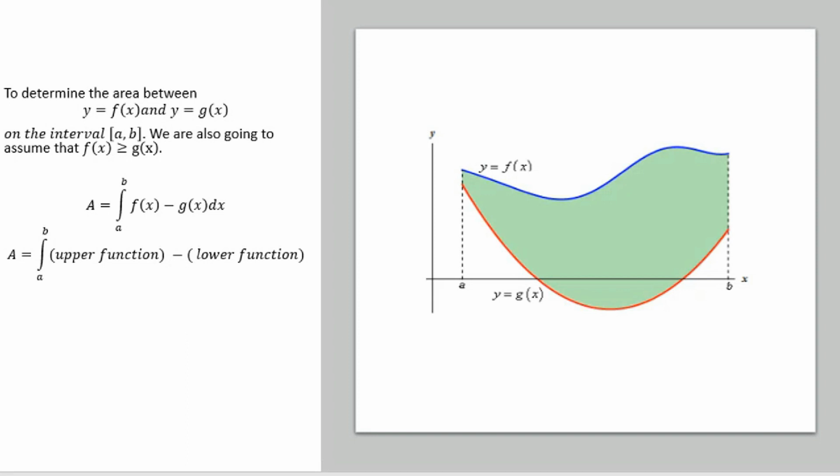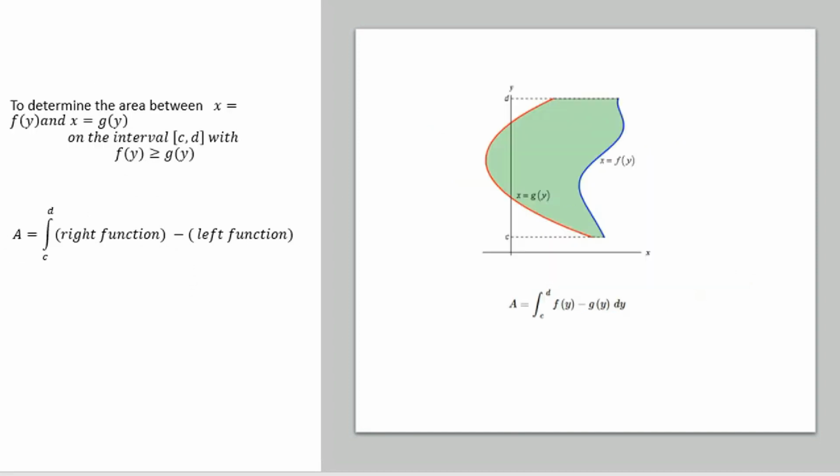Okay, there are some important formulas to be discussed here. To determine the area between y equals f of x and y equals g of x on the interval a, b, we assume that f of x is greater than or equal to g of x. So the formula, based on the graph on the right side, is that the area is equal to the integral of f of x minus g of x dx from a to b. I would say that f of x is our upper function and g of x is our lower function. That's the formula we are using, and that's the one I'm trying to emphasize in the beginning of this discussion.